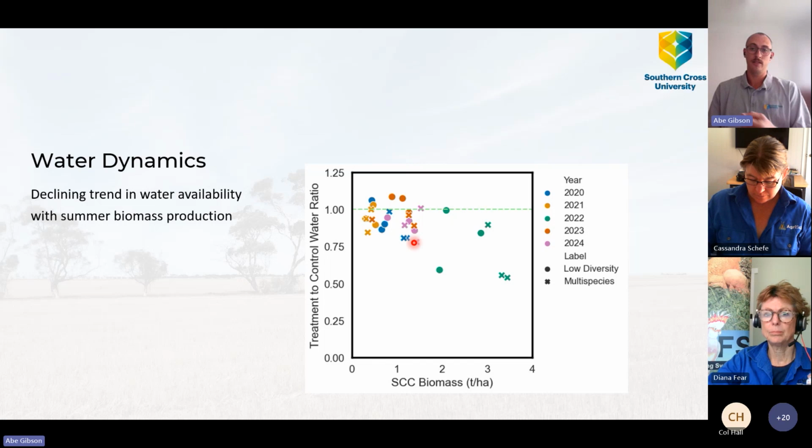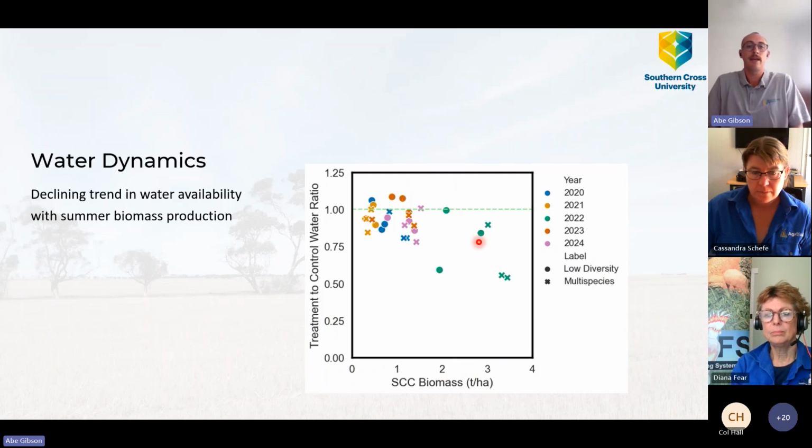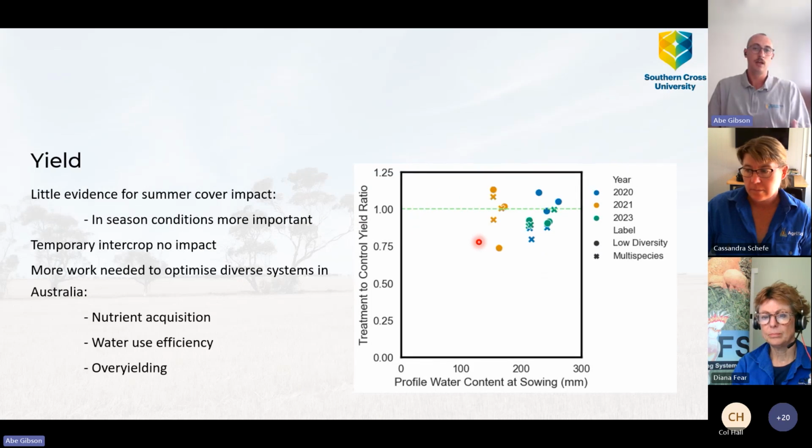So anything below 1 means that we've used up more water than the fallow. So we want to produce this biomass, but we're trading off a little bit of water for that. We can see that trend, especially when we want to be targeting that 2+ tonnes of biomass to make an impact, and we want to be doing that regularly. So is that going to be impacting our yield?